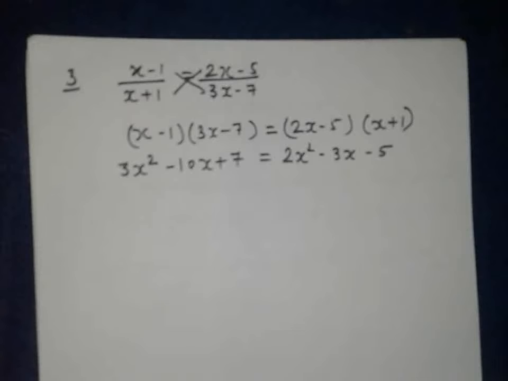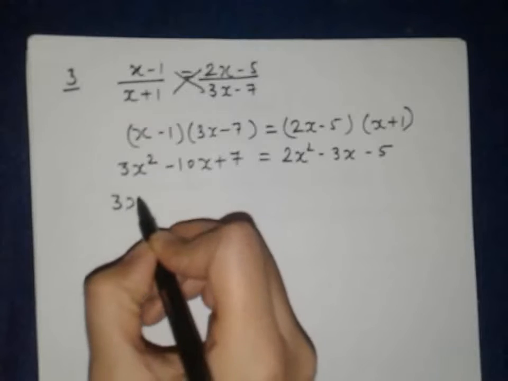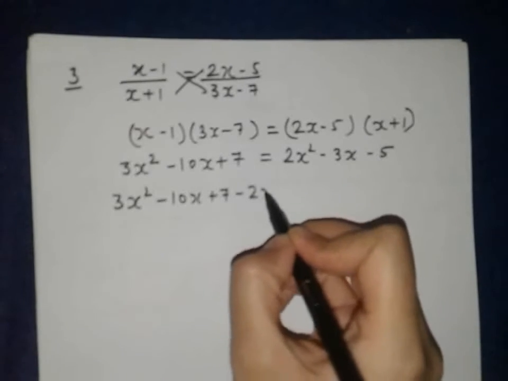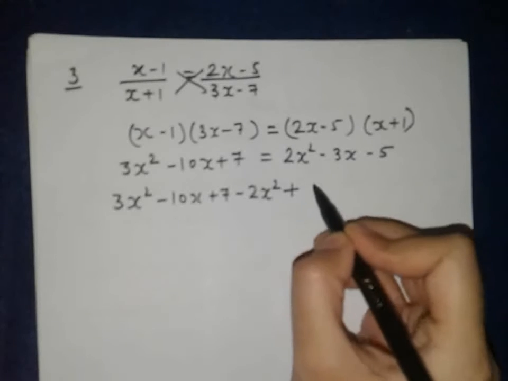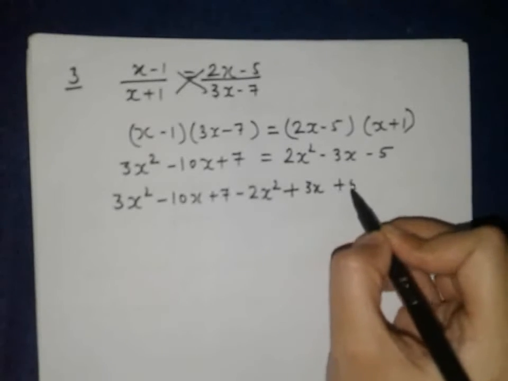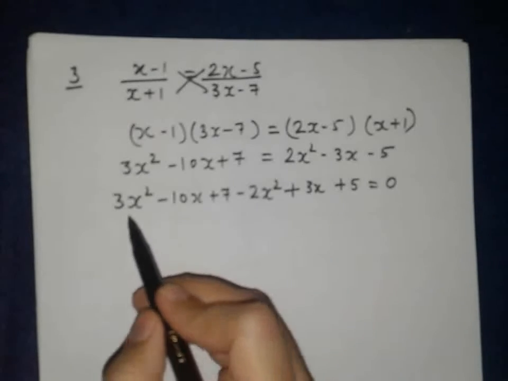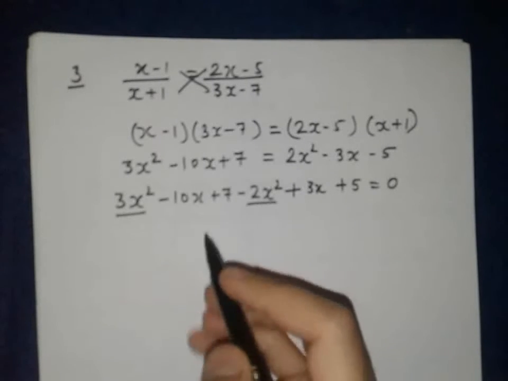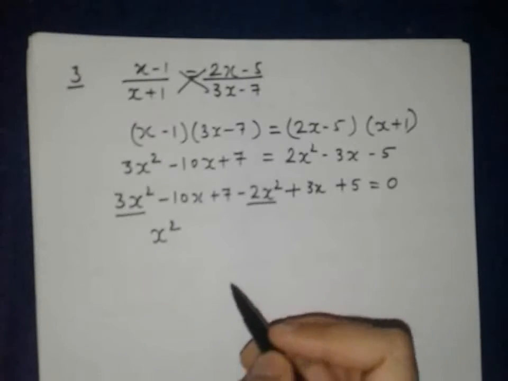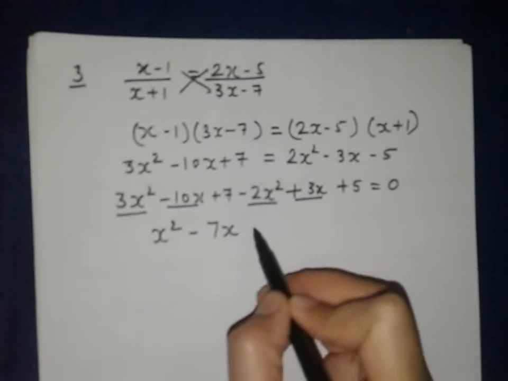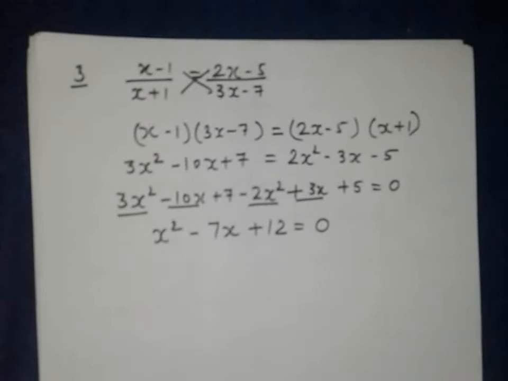Again, the same steps will be followed. Collect the terms on the left hand side and make the right hand side 0. So I get 3x square minus 10x plus 7, taking it on the left hand side, minus 2x square, plus 3x, and plus 5 is equal to 0. Like terms will be added and subtracted. 3x square minus 2x square will give me x square. Minus 10x plus 3x will give minus 7x. 7 plus 5 will give 12, is equal to 0.